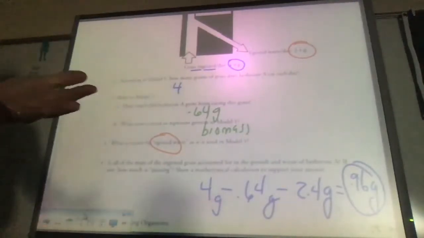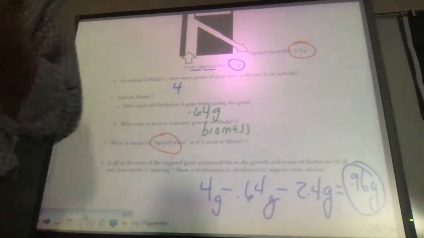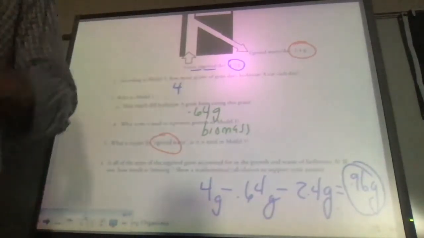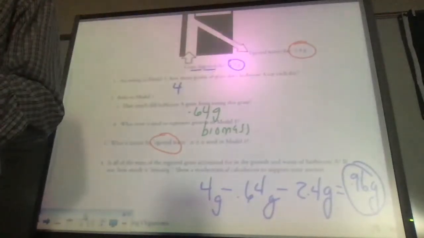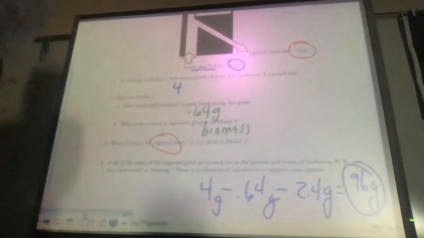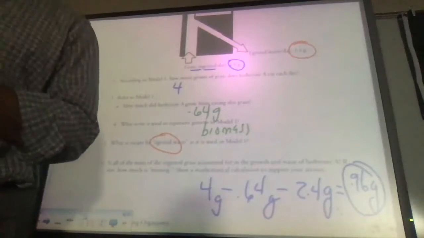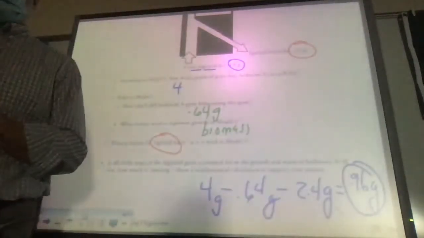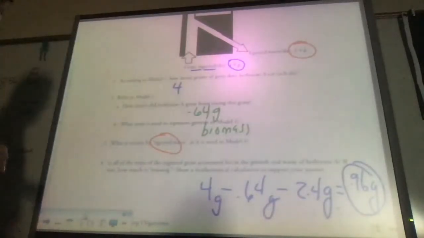That can't be. The law of conservation of matter says matter is neither created nor destroyed, but you can change it from one form to another. So if you put in 4 grams, you've got to get back out 4 grams. Okay? So we've got to account for this 0.96 grams. Where is that 0.96 grams?